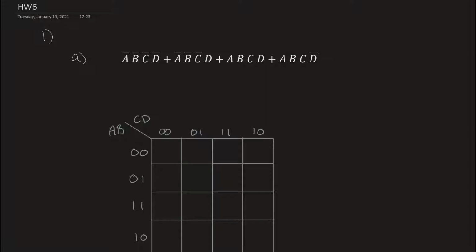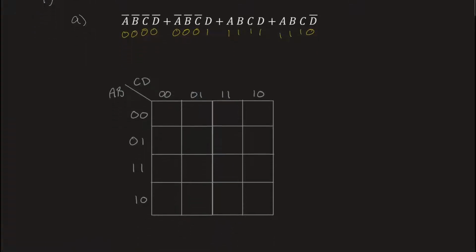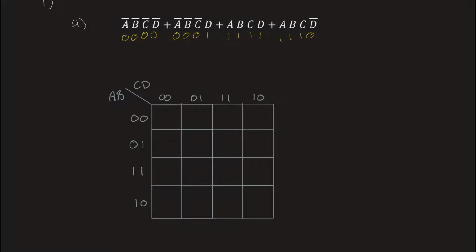Well, it's going to be true at 0, 0, 0, 0, at 0, 0, 0, 1, at 1, 1, 1, 1, and at 1, 1, 1, 0. And so since this has 4 letters, A, B, C, D, we're going to need to use the K-map that has 16 cells. By the way, for this whole homework, I already drew them, or this video would take hours. So let's go ahead and enter it in.